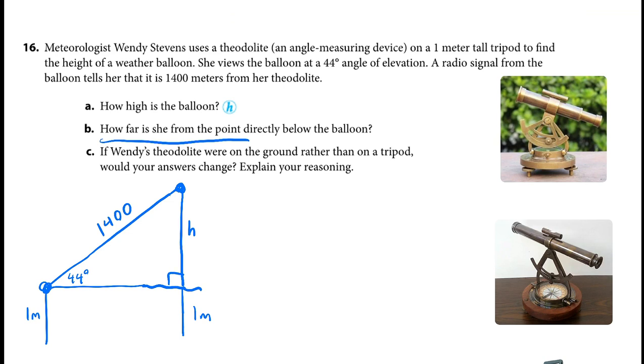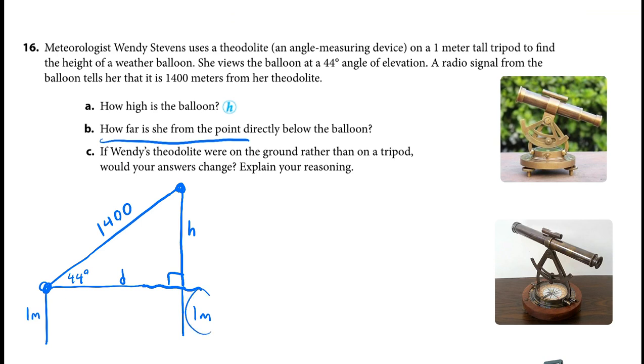So it's about, right, a 45-45 triangle, so we can just divide this by root 2 to approximate. But we're going to figure that out. And then we need to find this distance here. That's question 2. How far are they from the point directly below the balloon? Then, if Wendy's theodolite were on the ground rather than the tripod, would your answers change?